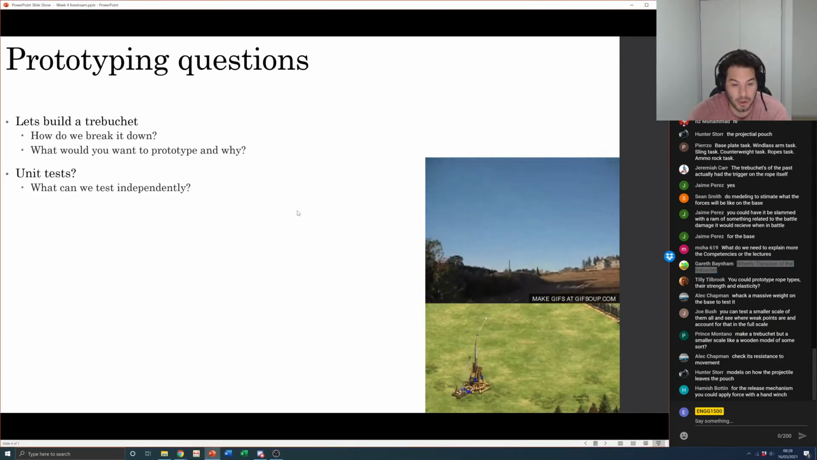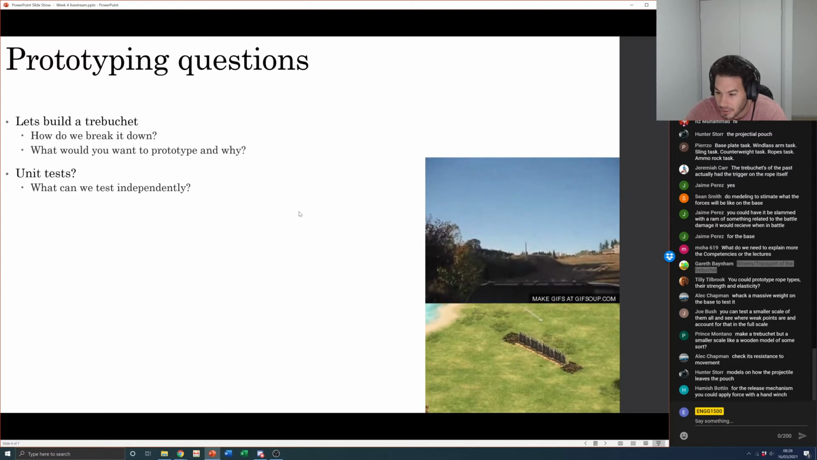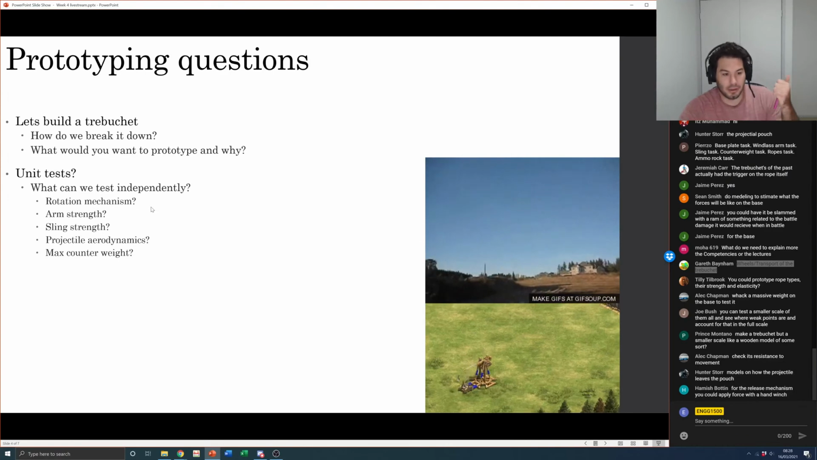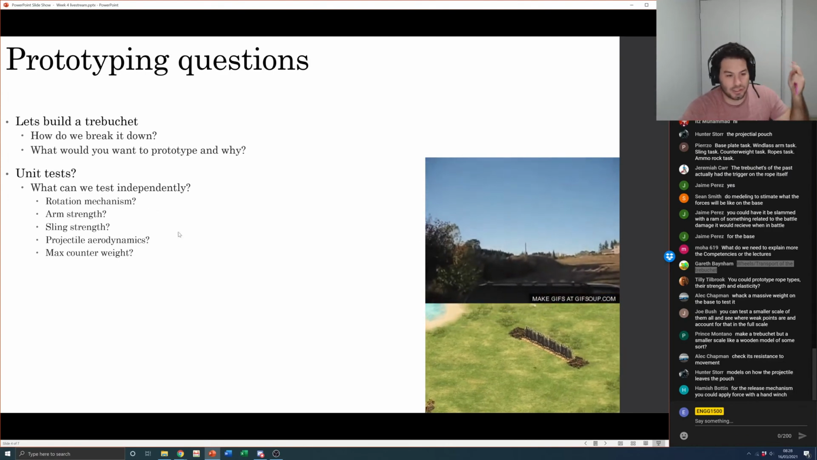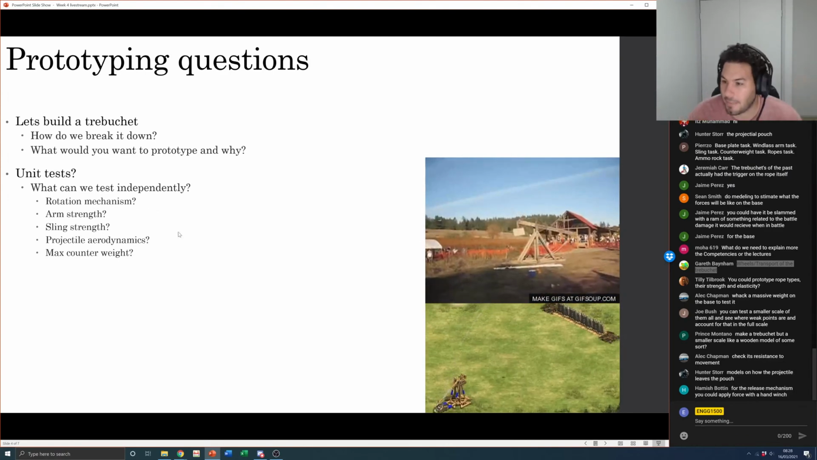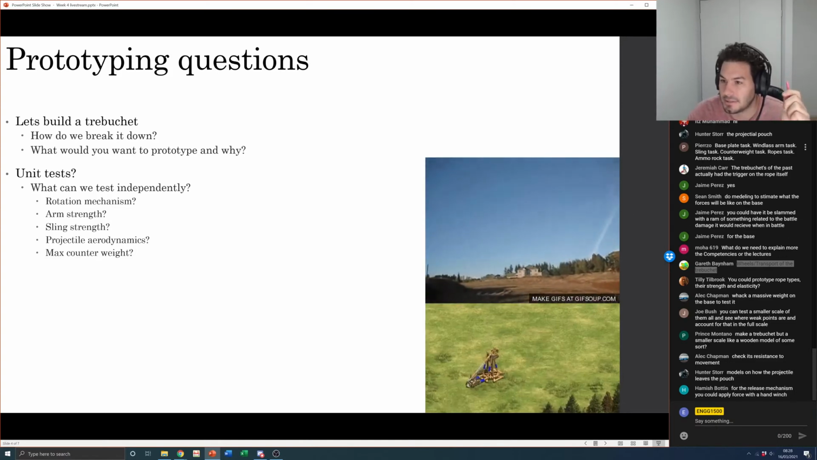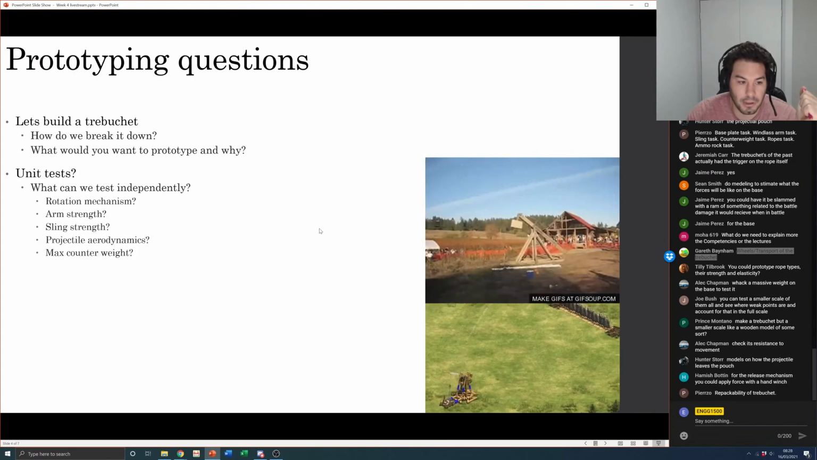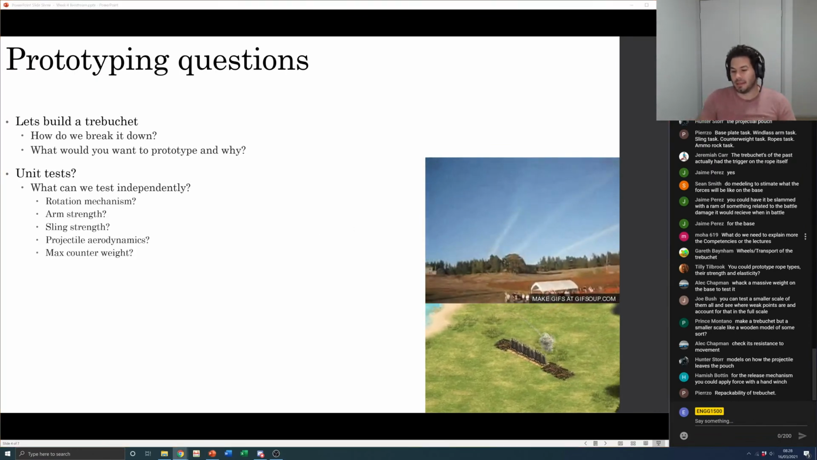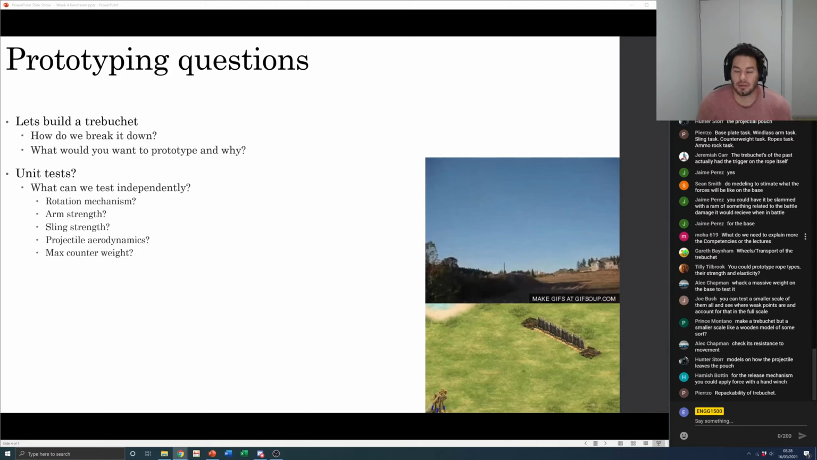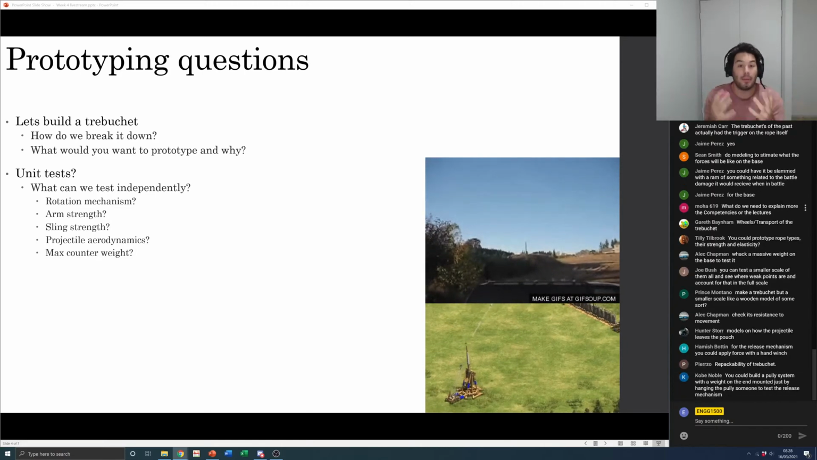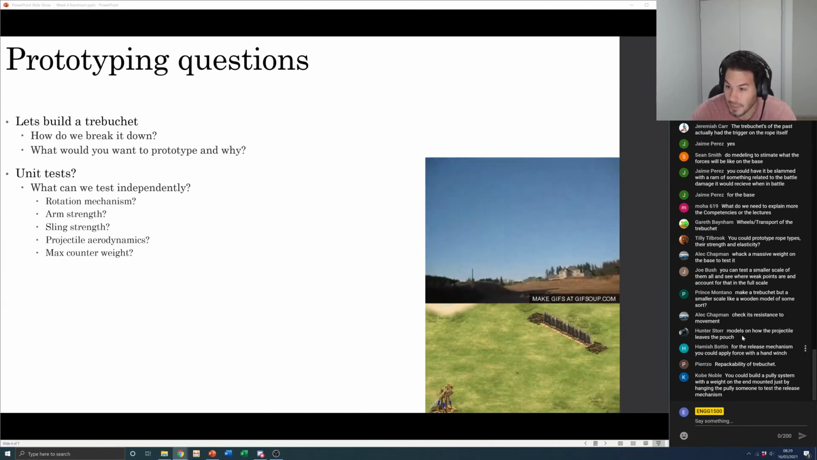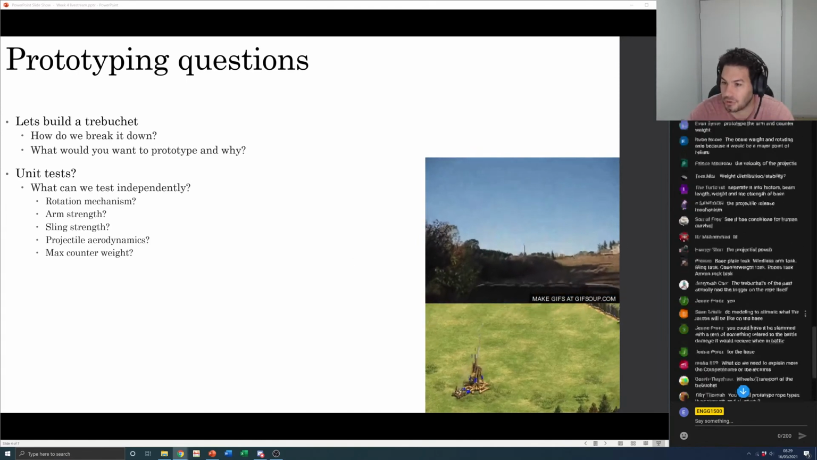Awesome. So, what can we test independently? I think we got a bunch of these. Rotation mechanism. I think you guys got that. Arm strength, sling strength. You were all over that. Projectile aerodynamics. I did see somebody did talk about the projectile at one stage. But is that a thing that you could test? What is the correct shape, size, type of projectile that you would want to be firing? And what our maximum counterweight is. And I'm pretty sure we got that as well.